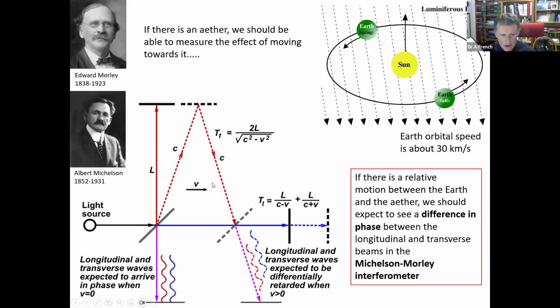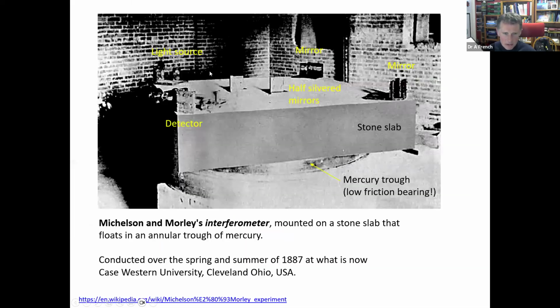I find this diagram a bit confusing because what it really does relates to the Earth going around the sun. So perhaps this is a better picture to see in reality what happens. So this is the sort of bench they had. It was an enormous stone slab sitting on a trough of mercury in a basement somewhere in Cleveland, Ohio. They had a bigger experimental budget than we do at Wing Chul. And so what they had is lots of mirrors here.